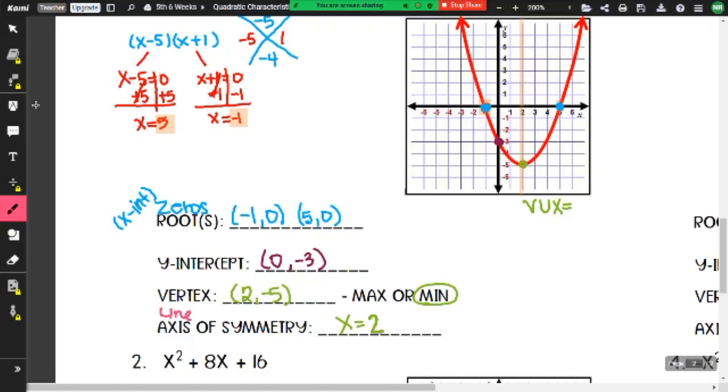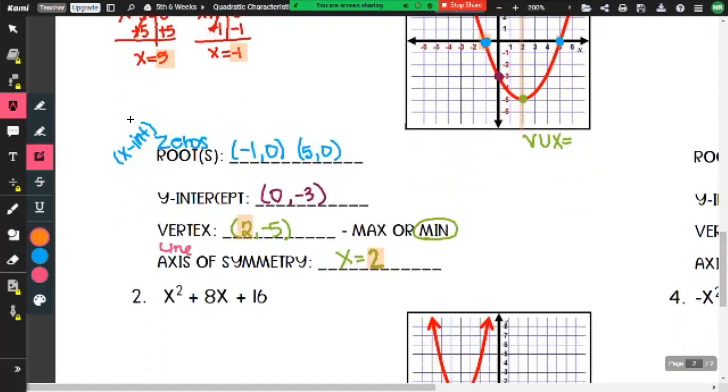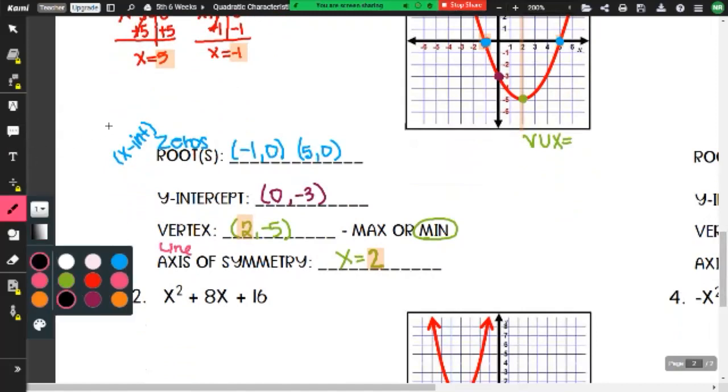The line also, Angel pointed out, also goes through what? The vertex, right? So if you look at your vertex, the x value is 2. The line of symmetry, x equals 2. So those should always match up. Your line of symmetry will always be the x value of the vertex. If you can't figure that out, you can draw it on your graph, draw the line of symmetry, but it will always be x equals the x value because that line of symmetry goes straight through that vertex.